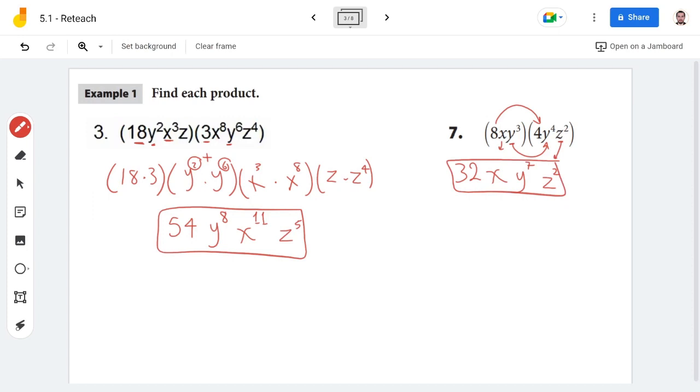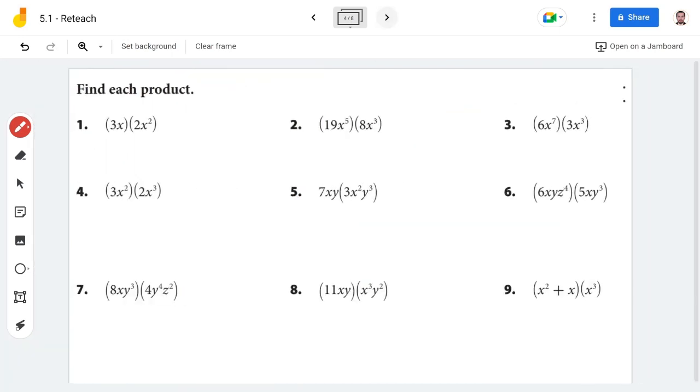We have many questions as you can see here, and you can multiply them easily. Just take two examples. 3 times 2 is 6, and x times x squared times x cubed gives x to the power of 6. Just an example. Same thing here: 7 times 3 is 21, and x times x squared times x cubed.